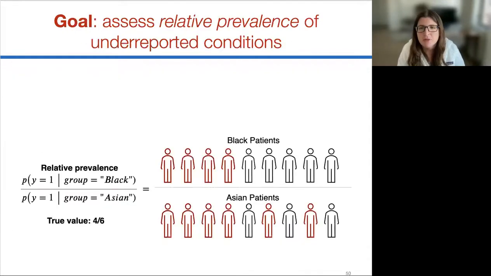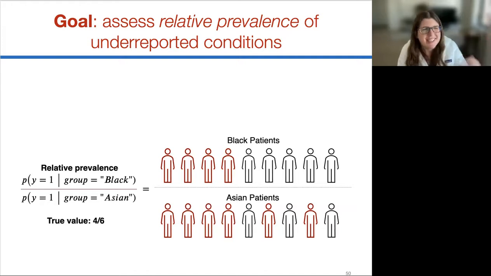Okay, so the goal of this work is to assess the relative prevalence of underreported conditions. What does this mean? What's the relative prevalence, first of all? Relative prevalence is just how much more common a disease is in one group versus another group. Here, I've shown you the relative prevalence in Black versus Asian patients. For example, this disease affects 4 patients out of 9 in Black patients, and 6 patients out of 9 in Asians. And so the true value would be 4/6.